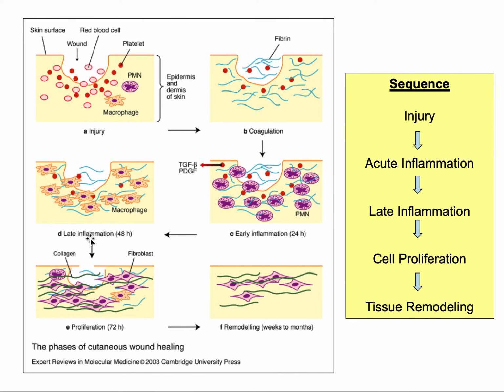Then in the late inflammation, the macrophages will become mature, and they need to engulf, terminate, and eliminate all the unnecessary damaged tissue, dead cells, or microbes from the site. So they are cleaning up the site. After the late inflammation, cells will start proliferating because of the PDGF, platelet-derived growth factor, in order to reconstruct the damaged tissue.